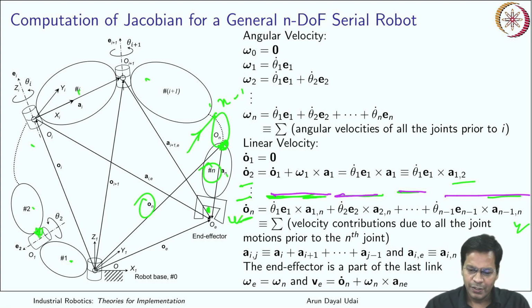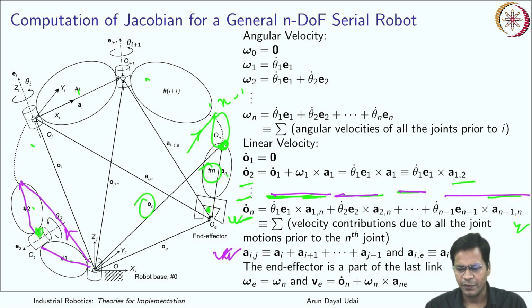Okay. So what is this? This is just the distance that we have just understood now. It connects the ith to the jth frame. So these are all the link lengths which are added together to reach till here. So this is explained here. Omega E is equal to omega n, the last frame which is fitted at the end effector frame. So that is fitted at the nth link, so omega n will be equal to omega E.